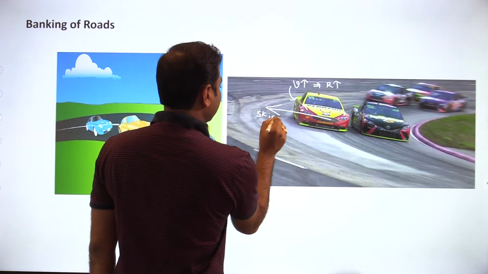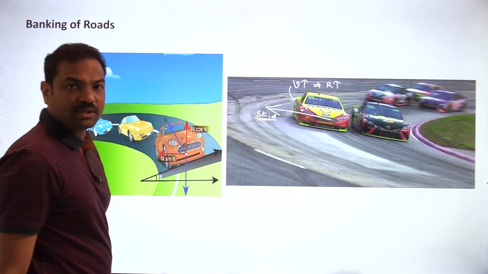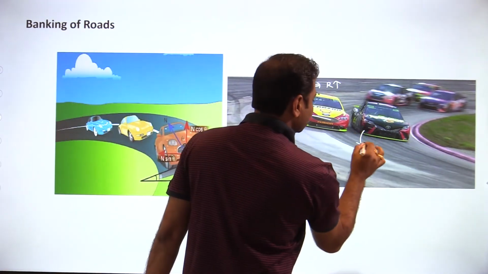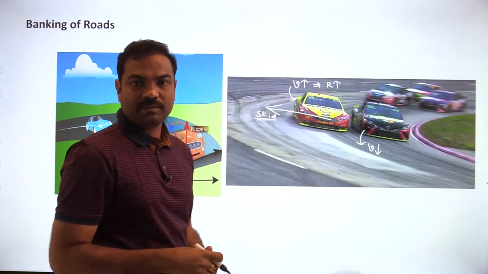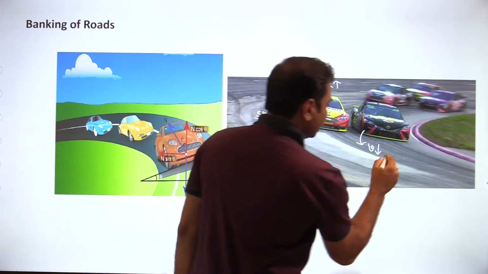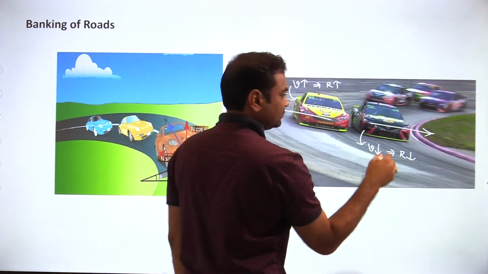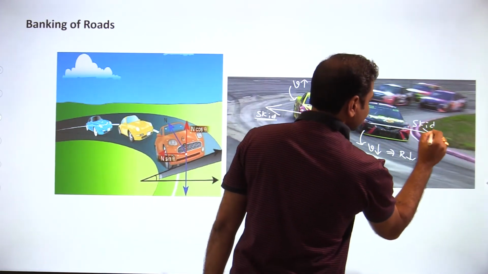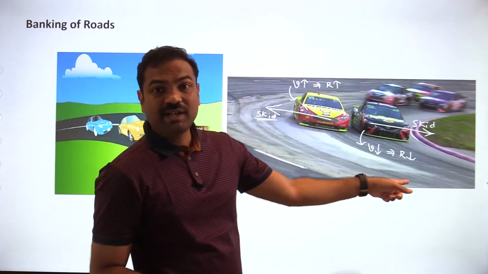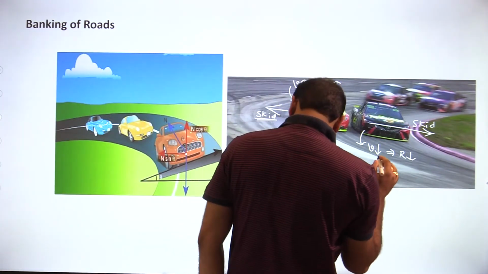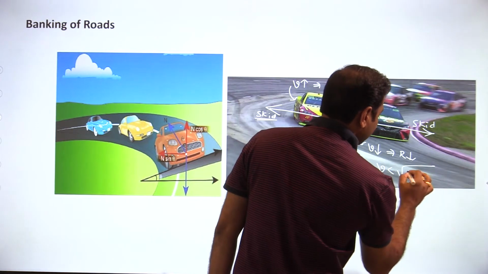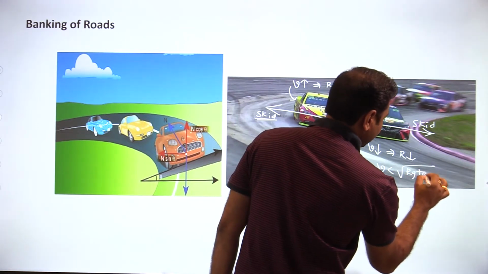The car has to skid. I am writing the direction of skidding. If V decreases, suppose the driver is applying the brakes and speed decreases, then the R value has to decrease, so the car has to skid inward. This is the skid direction. Okay? What is the meaning of V decreased? V decreased means V is less than root g r tan theta.